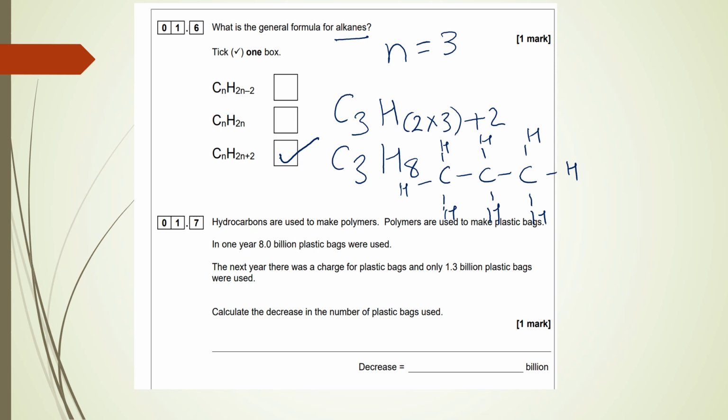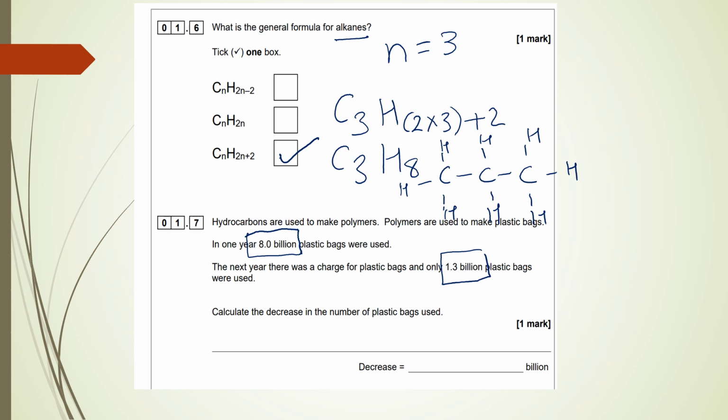And if you're asked to draw a displayed formula, you can do that. Next question is asking about hydrocarbons used to make polymers, like polythene bags, and it's saying in 1 year 8 billion polythene bags are used. So use the key information here. The next year there was a charge for polythene bags, and only 1.3 billion polythene bags were used.